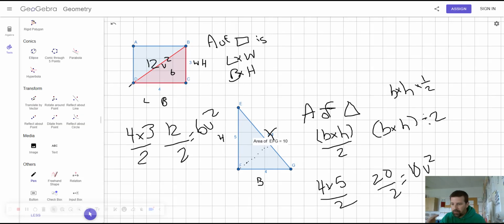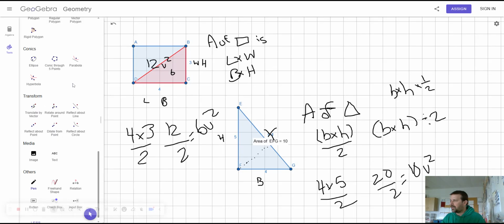The triangle is not the full rectangle. Well, how much of the rectangle is it? It's half. I can see that, right? It's exactly half. I cut it right down the middle, okay? So that's why we divide by 2 with triangles. That's the proof. That's the formula. Now you know why it works, okay?